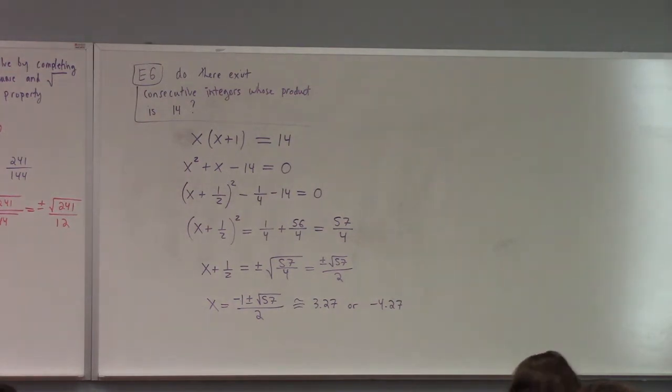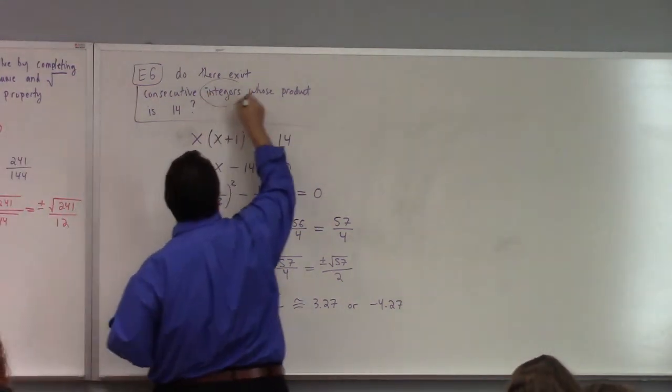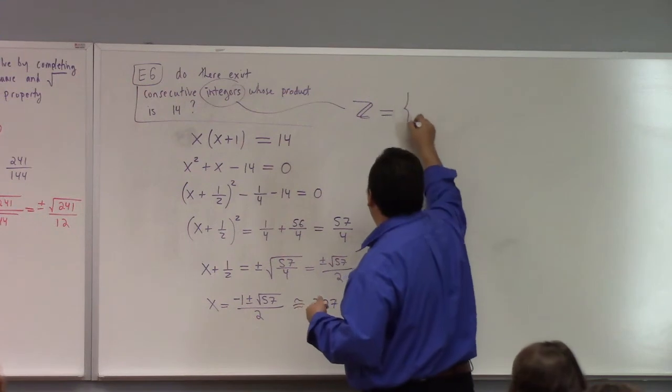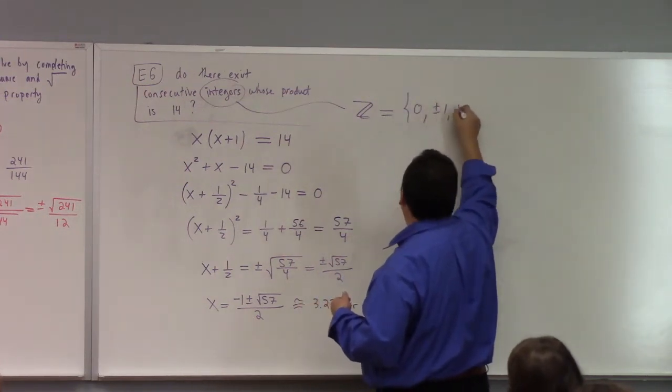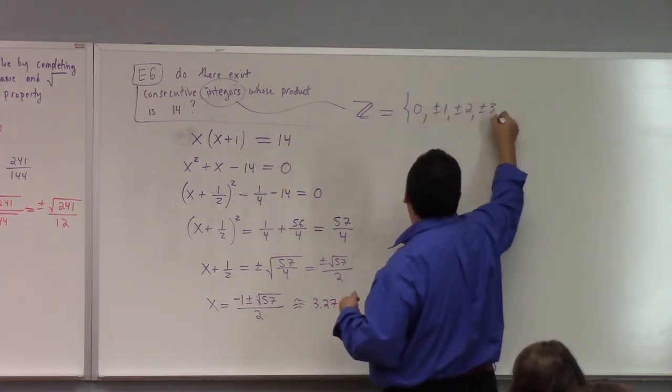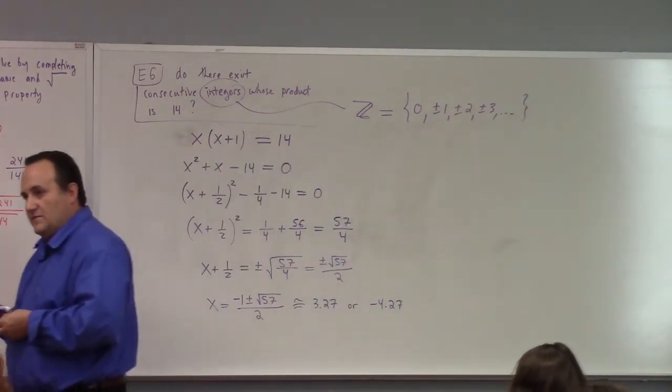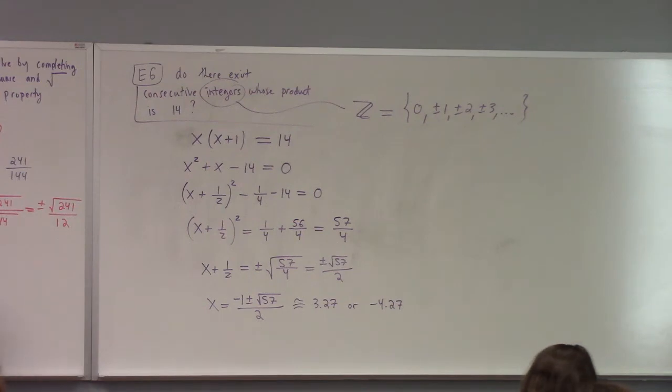Let me remind you, we denote the set of integers, usually mathematicians use this symbol for it. So it's like 0, plus or minus 1, plus or minus 2, plus or minus 3, and so forth. These are the integers. Whole numbers and their negatives, integers. Are these integers? They are not. So the answer to the question is, nope. You can't find consecutive integers whose product is 14.